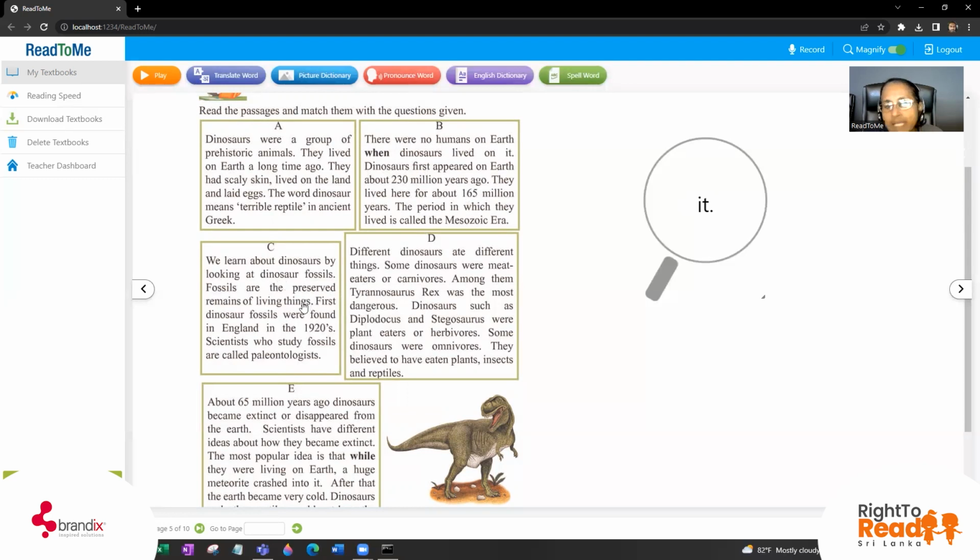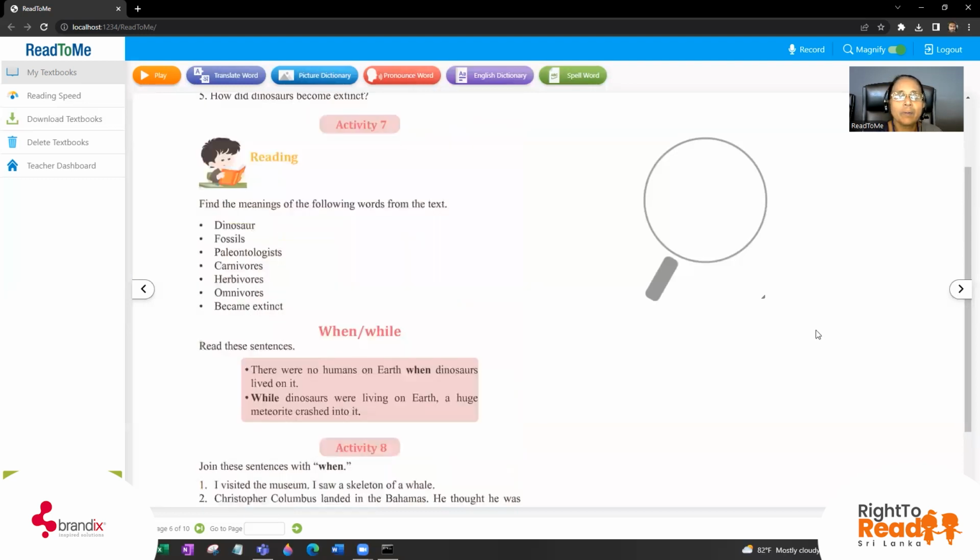Then how do we learn about dinosaurs? Caption C says, through fossils we learn. Good. Then, what did dinosaurs eat? Their foods are given in passage number D. Good. Then, how did dinosaurs become extinct? That is given in passage number E. Very good. Now you know a lot about dinosaurs.